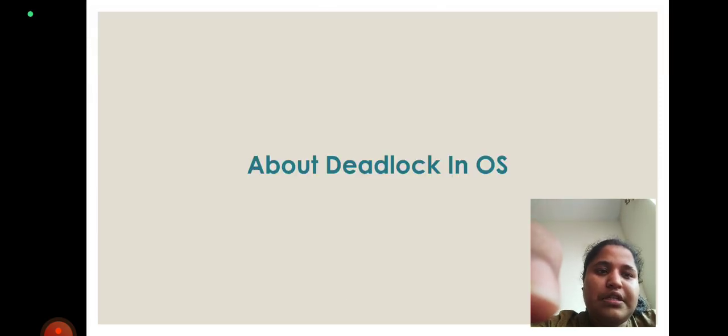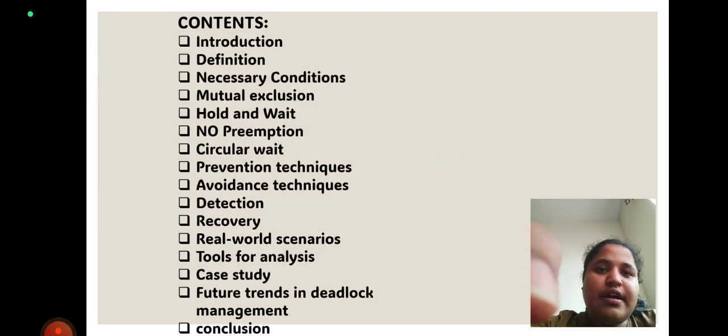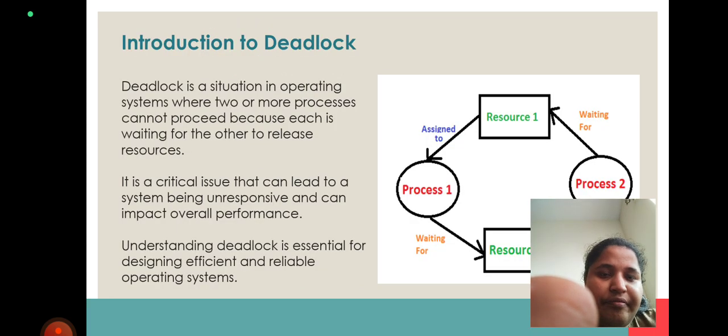About deadlocks in OS. Contents are introduction, definition, necessary conditions, mutual exclusion, hold and wait, no preemption, circular wait, prevention, avoidance, detection, recovery, real-world scenarios, tools for analysis, case study, future trends, and conclusion.